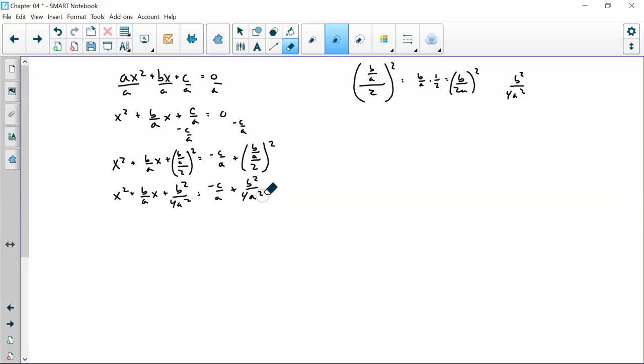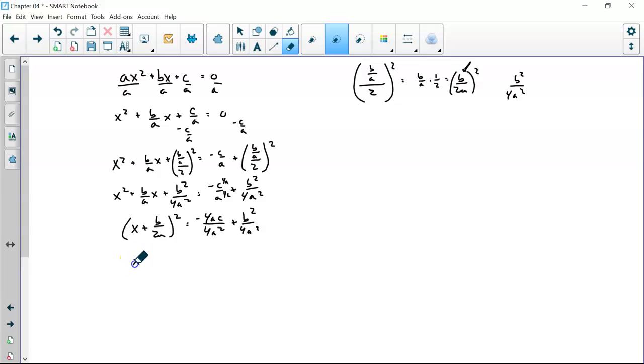So when we factor this, x squared, and now that middle term is that b over 2a. So it's going to be x plus b over 2a squared equals, and I'm going to rewrite this, actually we'll leave it there. So to add those fractions, I need to multiply by 4a over 4a to get my common denominator. So it's going to be negative 4ac over 4a squared plus b squared over 4a squared.